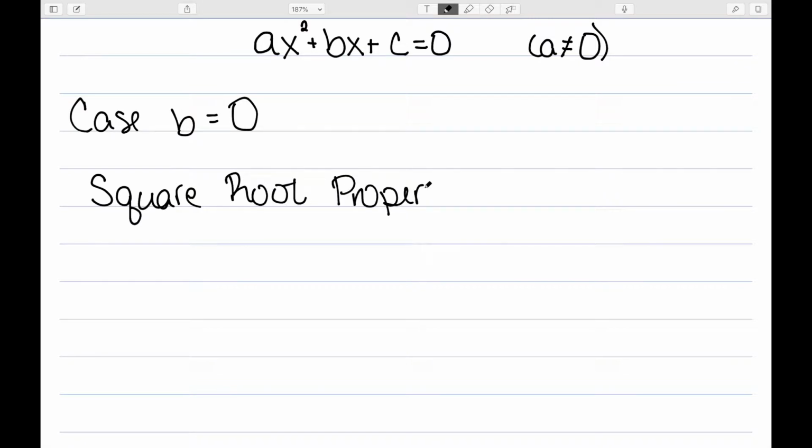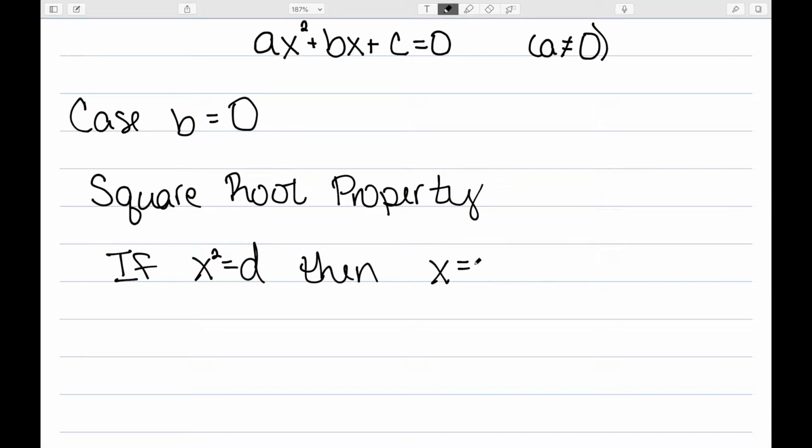The idea of this: if we know x squared is equal to d, then x is equal to plus or minus the square root of d. So I can take the square root of both sides as long as I take plus and minus. Let's look at some examples of using this.